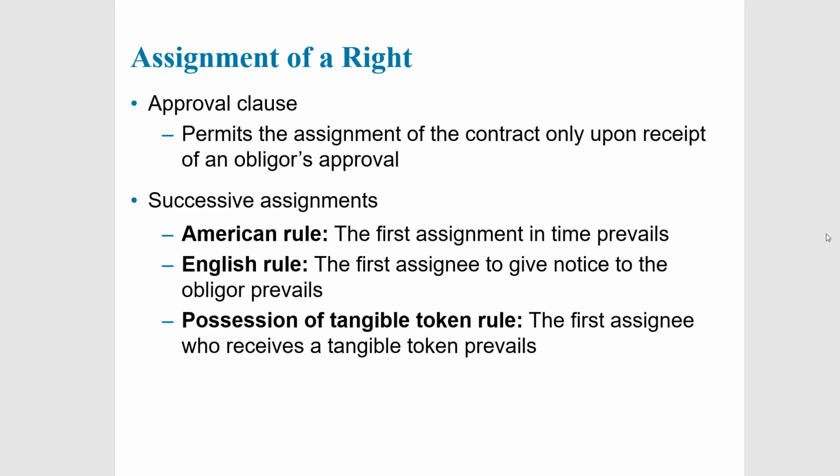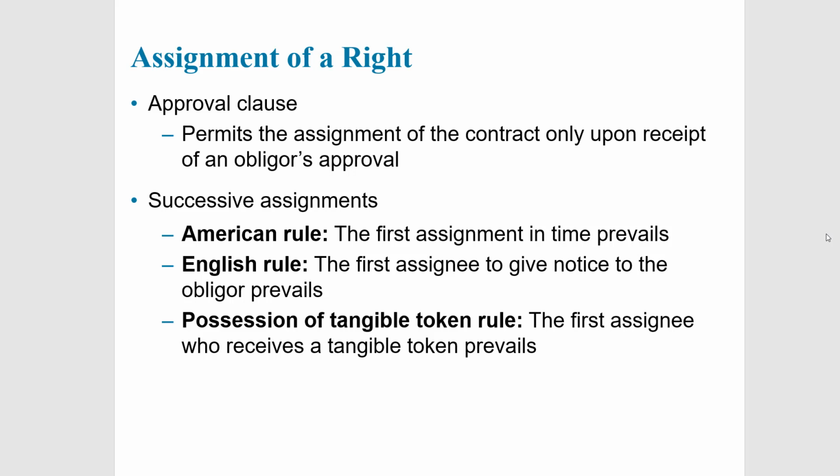The American rule, also known as the New York rule, is that the first assignment in time prevails. So whoever can prove that the assignment was made to them first would prevail. So that's the one that's generally enforced in the United States. It can vary a little from state to state, but the majority of states enforce the American rule.